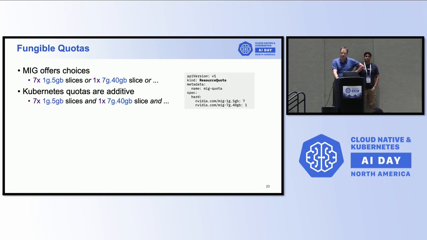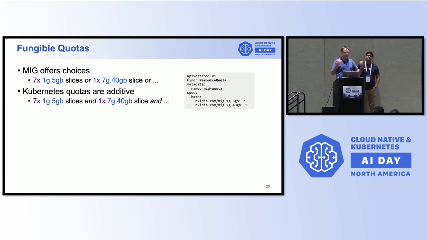And so if I want to use Kubernetes quotas to limit the ability of a team to use too many GPUs, I may say, you can use 7 of this one slice type, but then I cannot use the GPU in another way. I can say you can use the GPU in this other way, but then if I do that, now I can use 2 GPUs, right?